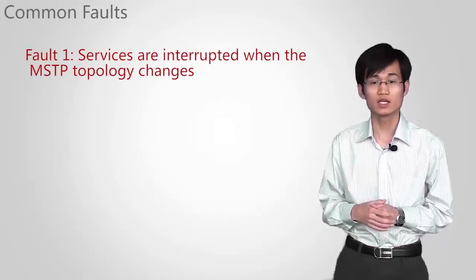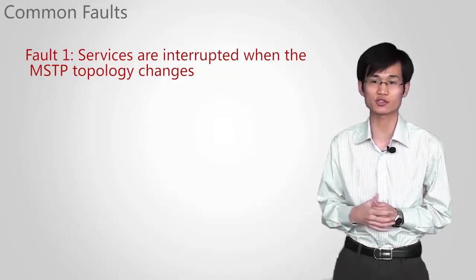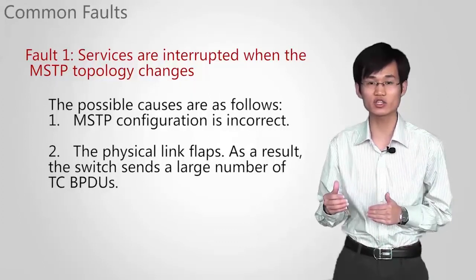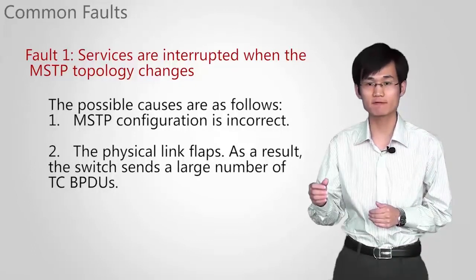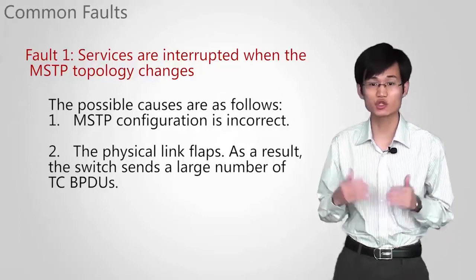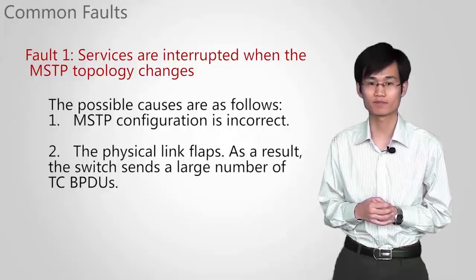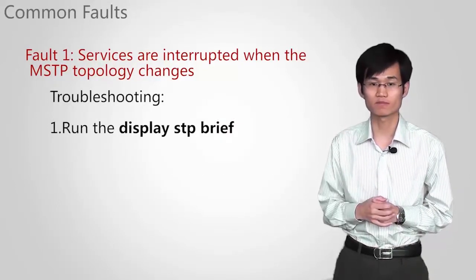Now, let's move on to the common faults. Fault 1. Services are interrupted when the MSTP topology changes. The possible causes are as follows. First, MSTP configuration is incorrect. Second, the physical link flaps. As a result, the switch sends a large number of TC BPDUs. The troubleshooting procedure is as follows.